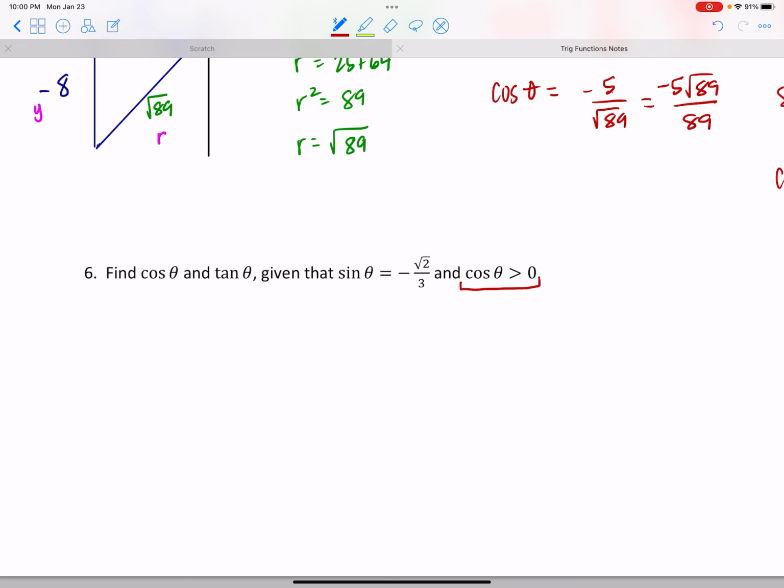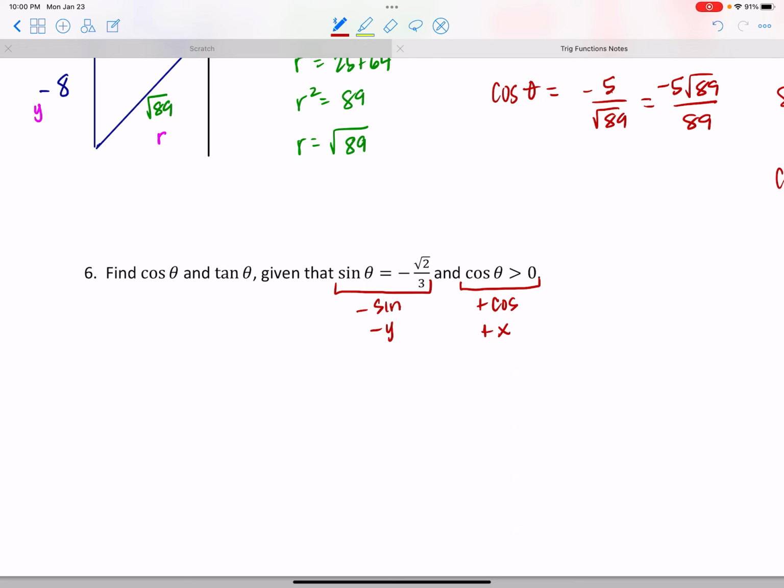What kinds of numbers are greater than 0? Those are positive numbers. So we know that we have a positive cosine, and we know here that we have a negative value for sine. Now remember, the sines are the y values over the radius. So this is implying that we have a negative y value. And then the cosines, those are the x values over the radius. So this is implying that we have a positive x value. The radius, being that length, is always going to be positive. So if we have a negative, it's got to be attached to the y value.